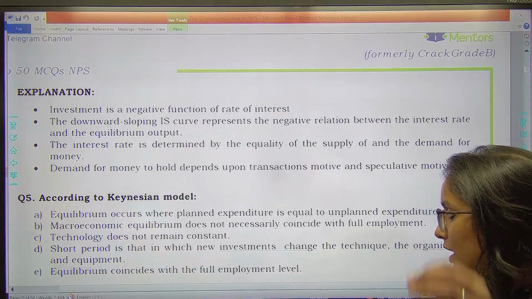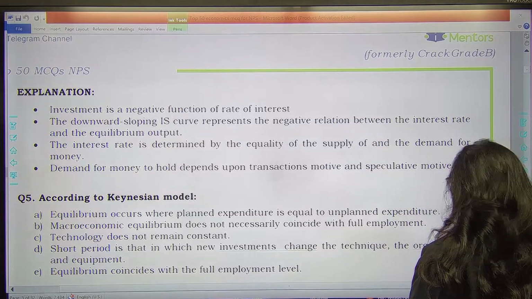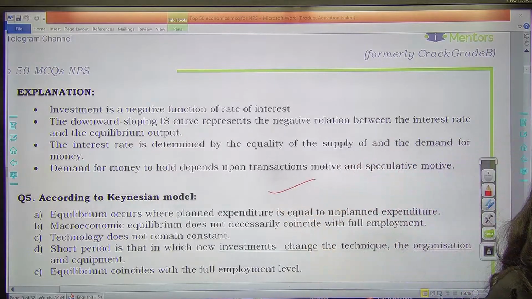Equilibrium occurs where planned expenditure is equal to unplanned expenditure. Macroeconomic equilibrium does not necessarily coincide with full employment. Technology does not remain constant. Short period is that in which new investment changes the technique, or equilibrium coincides with the full employment level. So Keynes' theory supports which of these arguments? Tell me. Question number 5. Which of the following statements are true regarding the Keynesian model?